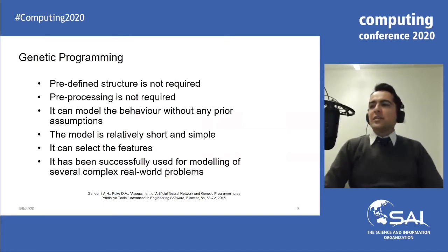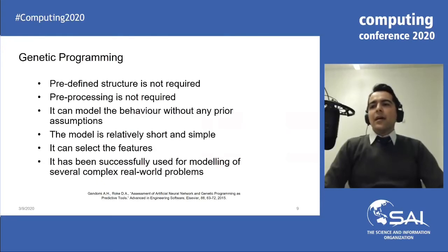But in GP, it starts from scratch and tries to build a model structure via evolution. Also, GP doesn't need pre-processing like some other methods that use normalization or standardization, and it can model behavior without any prior assumption, which is also important. And compared to other machine learning models, genetic programming models are relatively short and simple. And as I briefly mentioned, genetic programming can select the features via evolution.